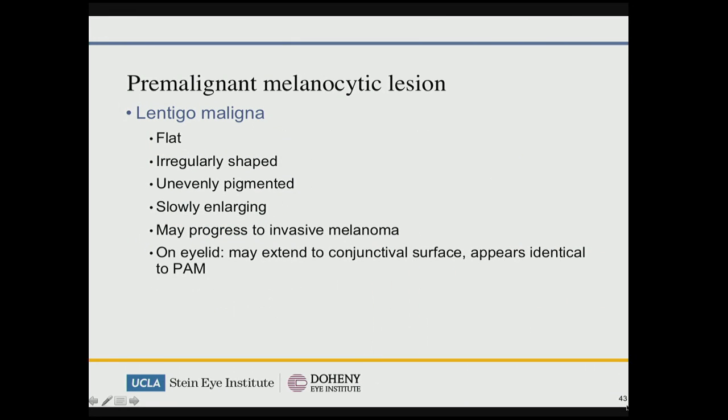A premalignant melanocytic lesion is lentigo maligna. This is a flat, irregularly shaped, and unevenly pigmented lesion that slowly enlarges. It may progress to invasive melanoma, and when it's on the eyelid, it may extend to the conjunctival surface, at which time it appears identical to PAM.